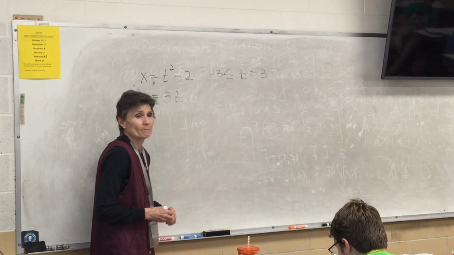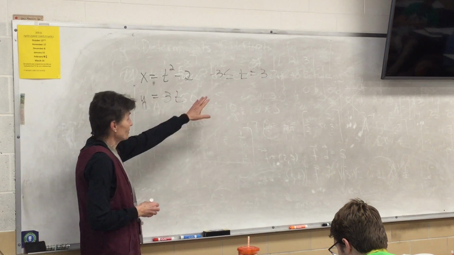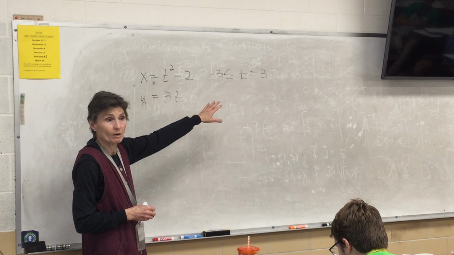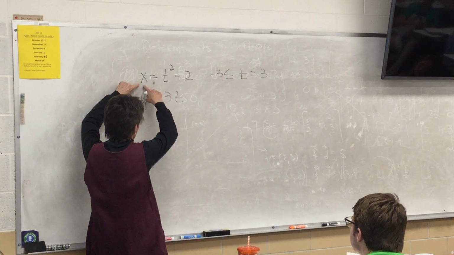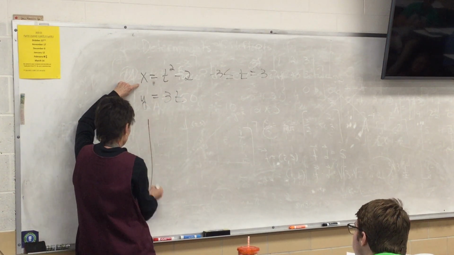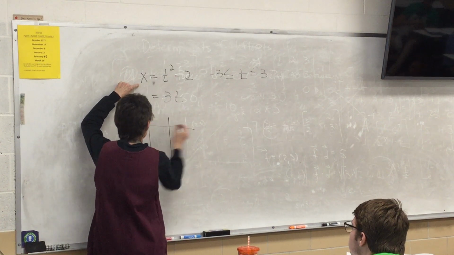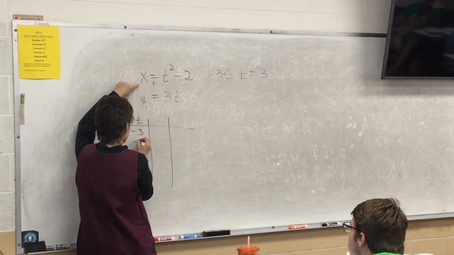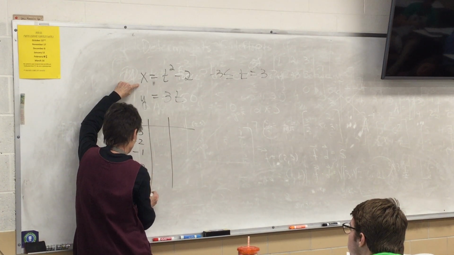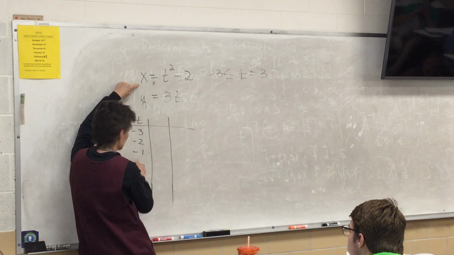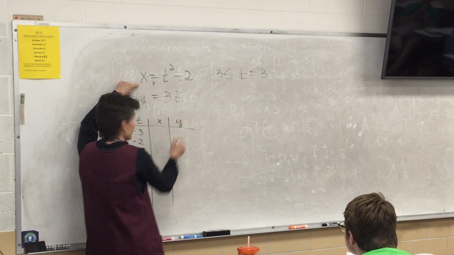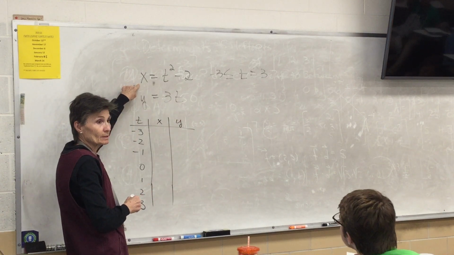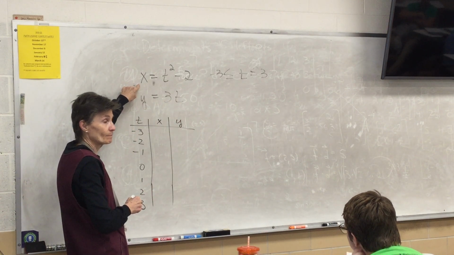Philip? You just plug in numbers. Okay, so they're telling us what the t-values are, right? So if we just put in, we're going to get some ordered pairs. So I'm going to build a t-chart here. So my t-values are -3. And obviously there are numbers in between also. I'm just going to do the integers. And isn't that going to give me an x and a y? If I plug in these t's?